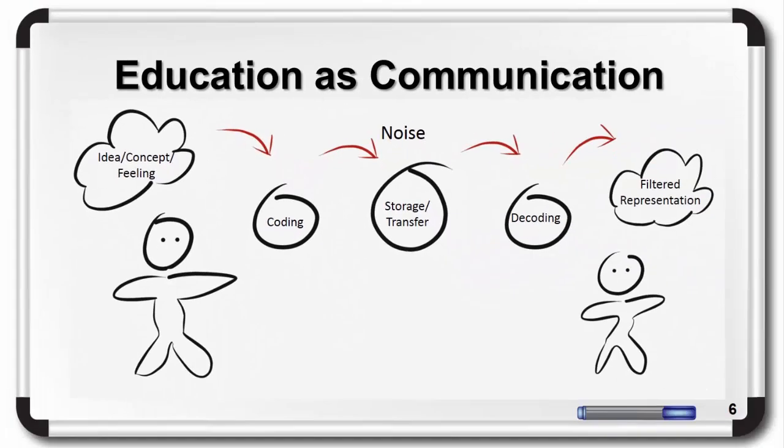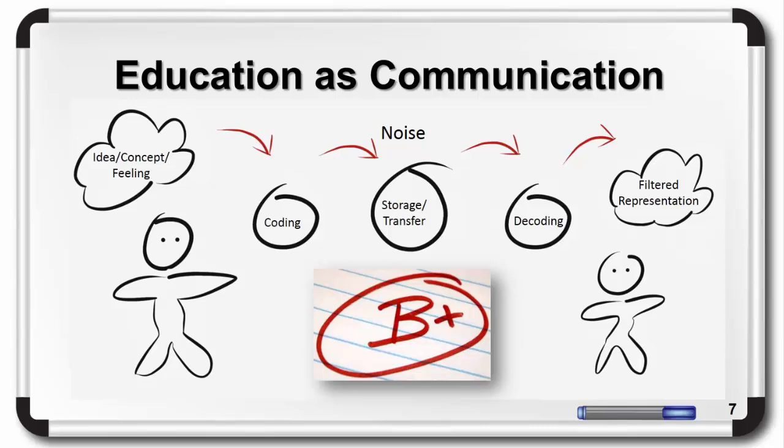Coding requires that the communicator use a structured and shared system of meaning. In this case, they'll use written language by writing two symbols on a piece of paper with a red pen. By writing a B+ on a piece of paper, the communicator can now store the message over time.